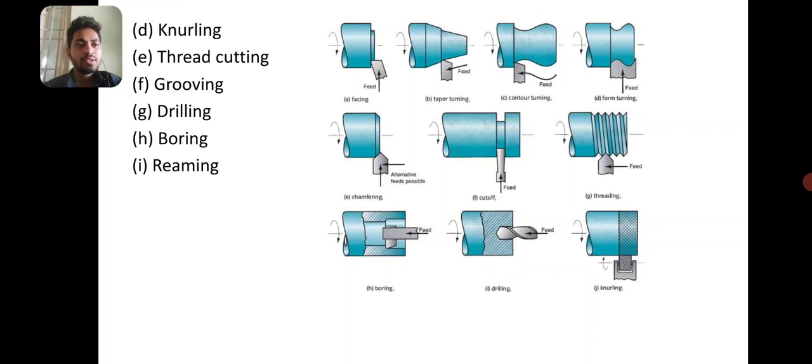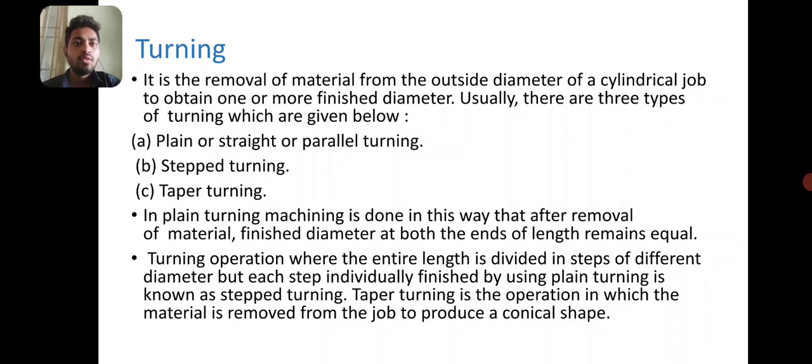Lathes are classified into different types. They are numerous, and they are classified according to their applications. Now we will see about turning. It is the removal of material from the outside diameter of a cylindrical job to obtain one or more finished diameters. Usually there are three types of turning, given below: plane or straight turning, step turning, and taper turning.